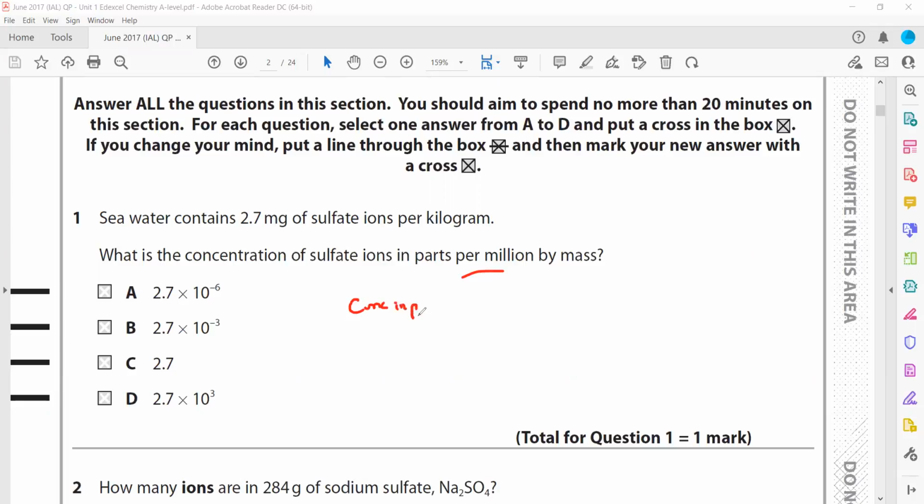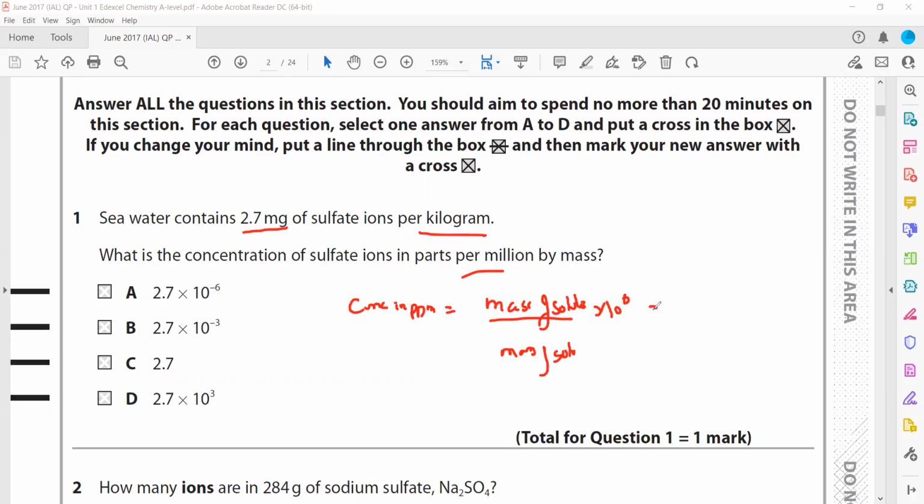So concentration in ppm, parts per million, is equal to mass of solute divided by mass of the solvent, into 1 million. So mass of solute 27, because they should be in the same unit. It is written as 2.7 milligram per kilogram. Both should be in the same unit.